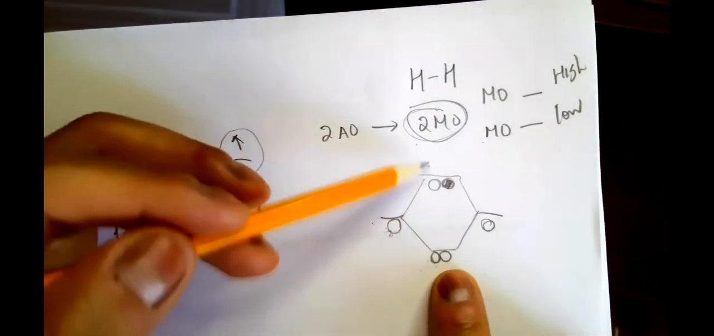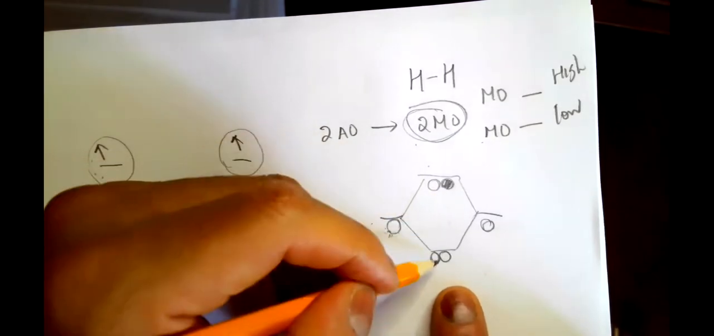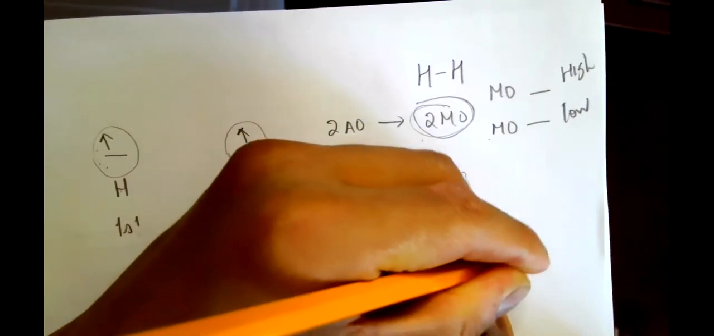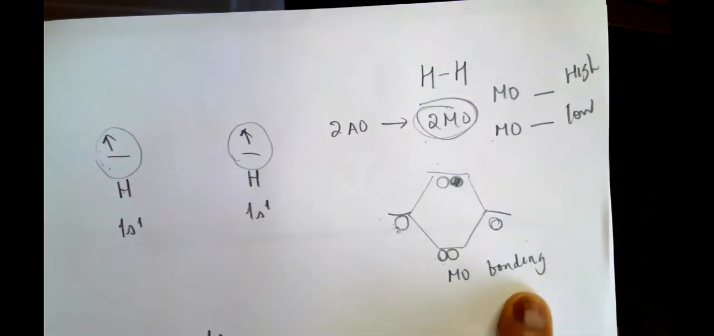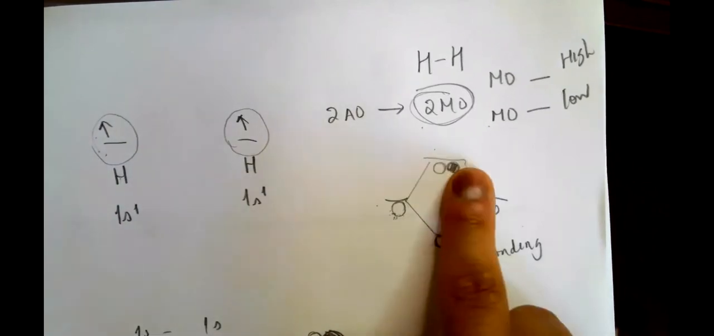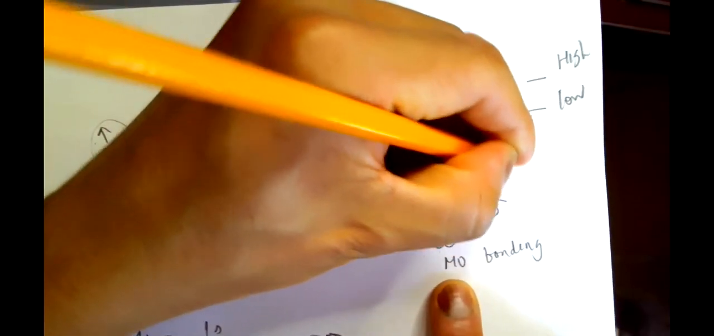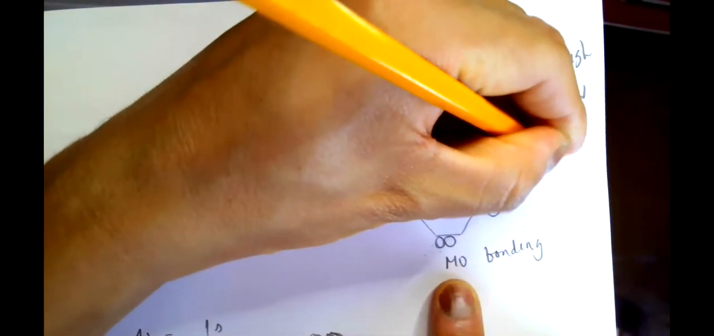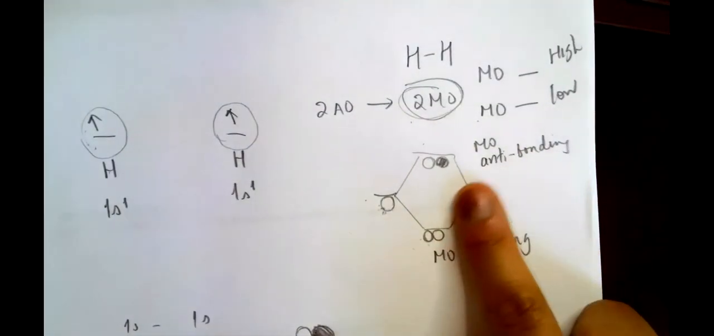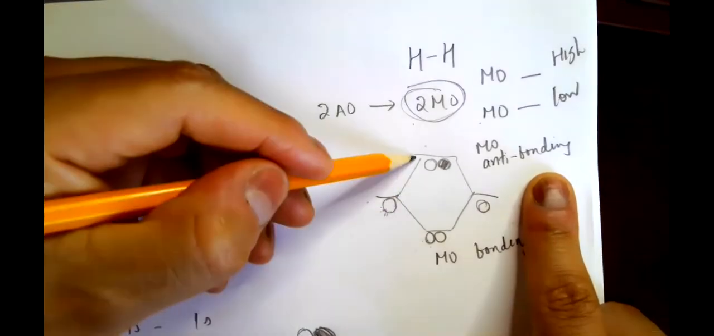So that's exactly what happens here. So this one is the MO which is called the bonding MO. Why is it called bonding MO? Because it's the lowest in energy. It's more stable. And this one is the anti-bonding MO. Why is it called anti-bonding? Because it's not good for bonding. It's too high in energy.